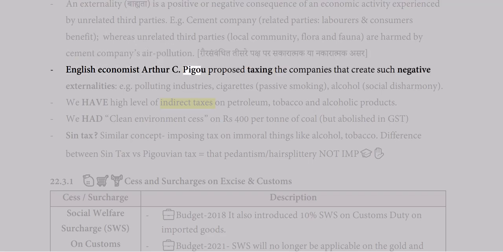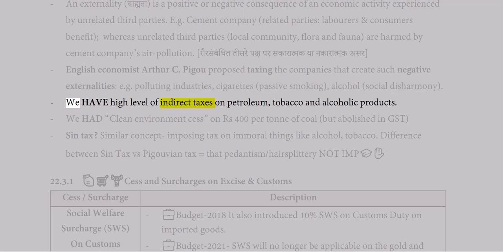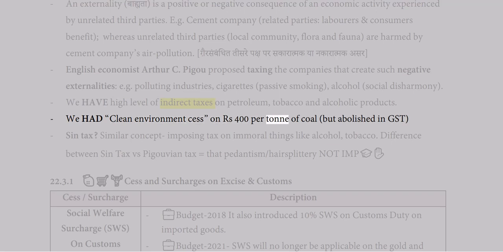English economist Arthur C. Pigou proposed taxing the companies that create such negative externalities, e.g. polluting industries, cigarettes, passive smoking, alcohol, social disharmony. We have a high level of indirect taxes on petroleum, tobacco and alcoholic products. We had a clean environment cess of 400 rupees per ton of coal, but it was abolished in GST.